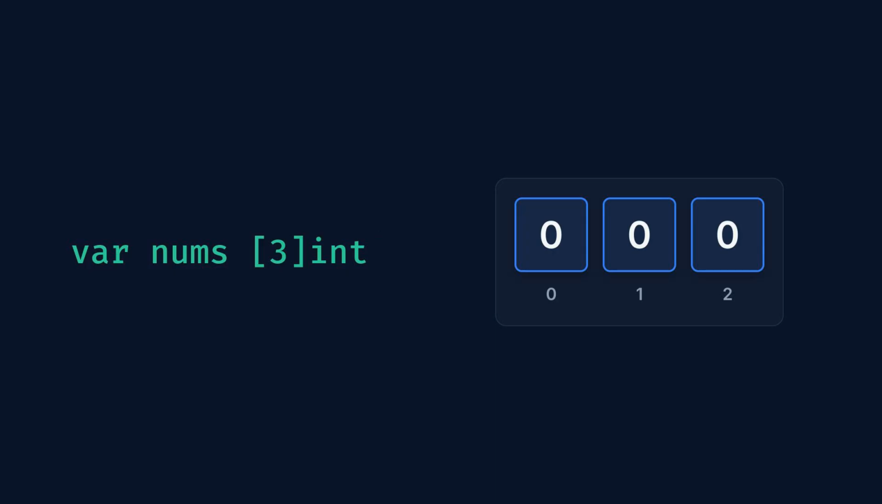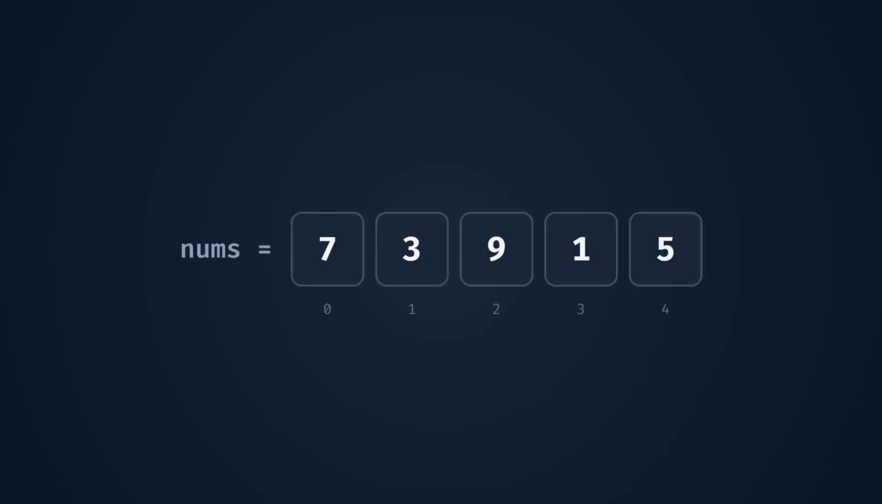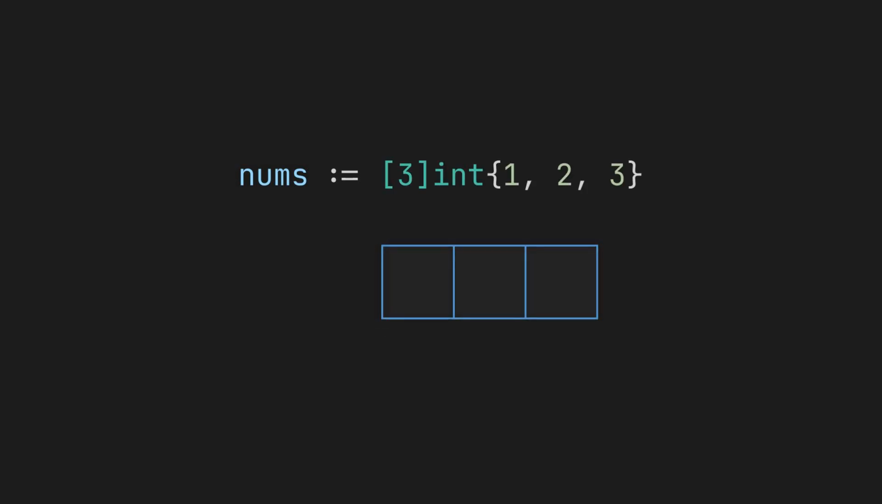Each element in the array has an index, starting from 0. You can access or modify values using this index, making arrays easy to work with. You can also initialize arrays with values directly. This makes your code shorter and more readable when you already know the data.